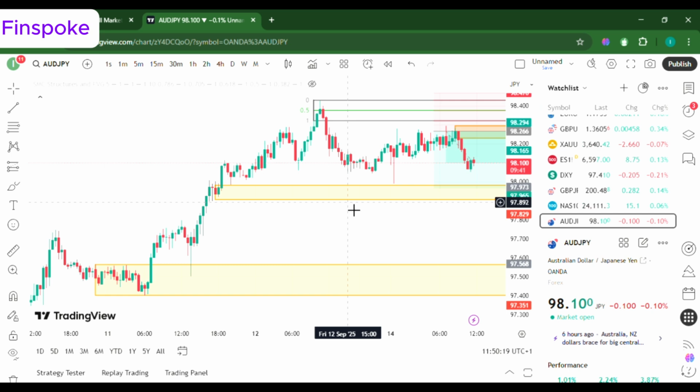So combining market structure, break of structure, change of character with demand and supply zone and the price action, that is rejections at the key levels, will give you a plus setup. And that's how you master market structure, break of structure, change of character, and smart money concept in just 12 minutes.